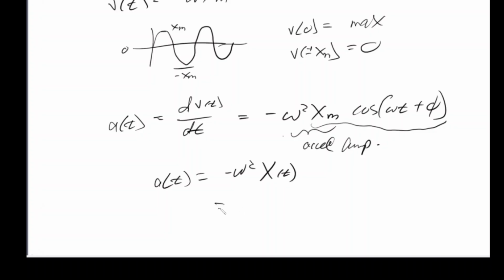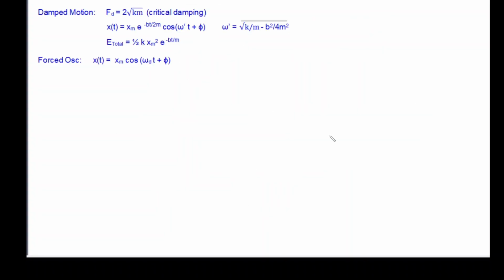And we will see later that this is also equal to minus k over m times x of t. I also want to point out that acceleration in simple harmonic motion is always opposite to the direction of displacement, hence the negative sign, and it's related to the position x, because omega squared is a constant.